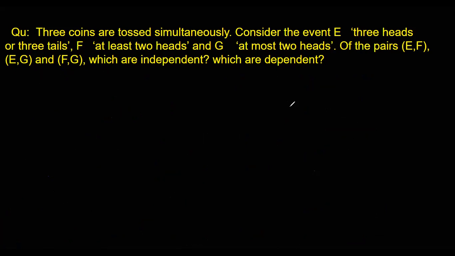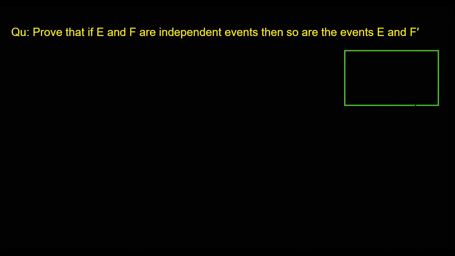Let's see what we have next. E and F are independent events, so are E and F complement. Let us first try to understand events E and F with the help of a Venn diagram. Here we'll draw two events E and F. So suppose this is an event E and there is another event F. So obviously this part will be E intersection F.